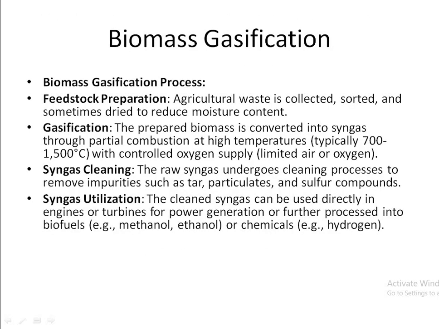Then we will discuss biomass gasification. What is the process all about? First of all, you have to have feedstock preparation. Agricultural waste is collected, sorted and sometimes dried to reduce moisture content. Then the gasification process: the biomass is converted into syngas through partial combustion at high temperature, typically around 700 to 1500 degrees Celsius, with controlled oxygen supply, or you can say limited air or oxygen.